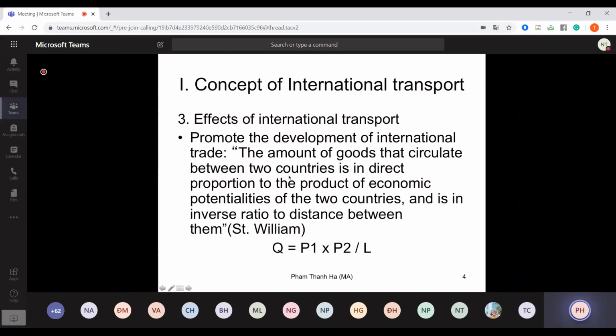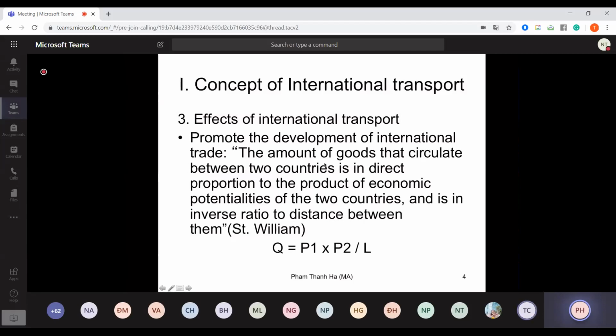So he wants to refer to the international trade between the two countries, because it is the volume of goods exchanged between the two countries. It's in direct proportion to the product of the economic potentiality of the two countries, and in inverse ratio to the distance between them. So we have another way to describe the relationship between international transport and international trade. Let's see whether that kind of opinion is exactly the same as the opinion that we have just analyzed previously.